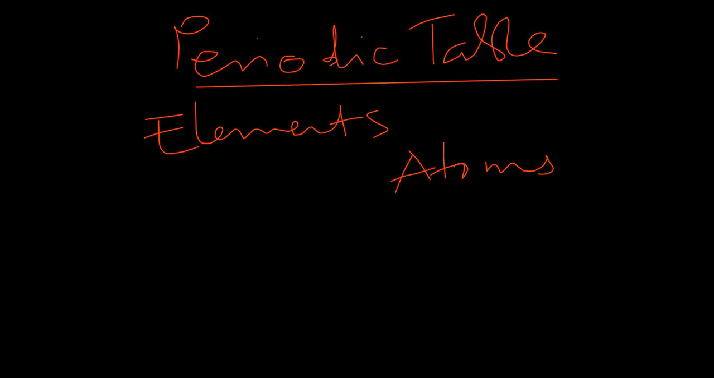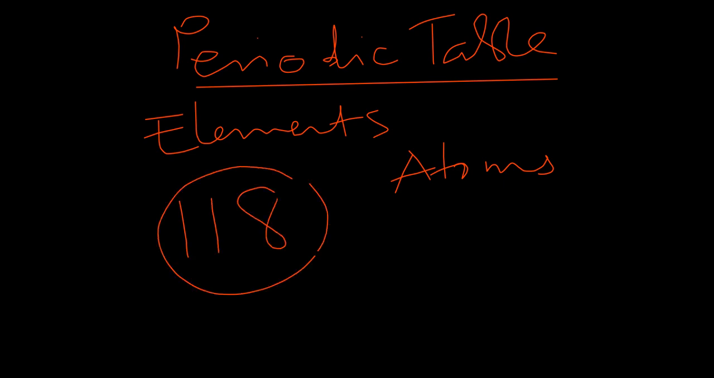Now, these elements, we have about 180 of them that exist. Some of them exist naturally, whilst others were manufactured in the laboratory by scientists. Now, whether these elements were manufactured by scientists or they exist naturally, all of them are put together and placed on a table, and that is the table we refer to as the periodic table.